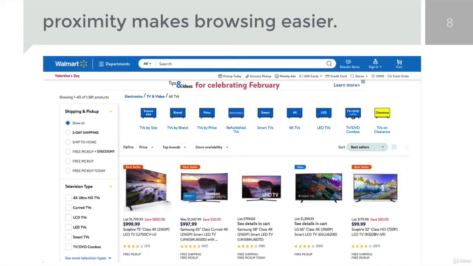Proximity also makes browsing a lot easier. Here's Walmart's landing page for electronics, TVs. Okay, I'm shopping for TVs and I go to Walmart and there's a lot to contend with here. There are lots of visual problems. There are lots of color issues, contrast issues, text issues. There's all sorts of stuff going on here.